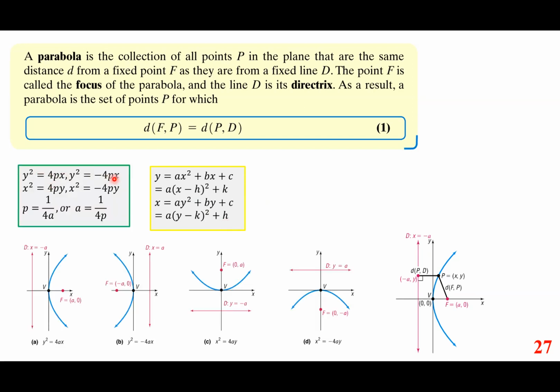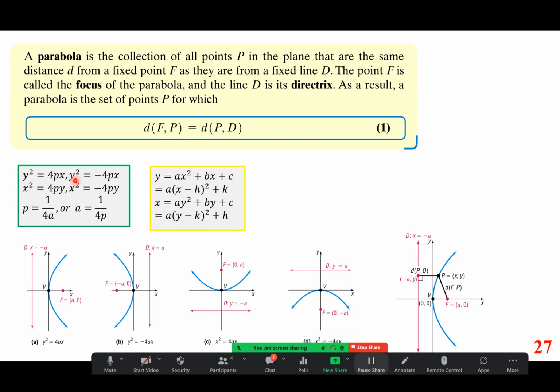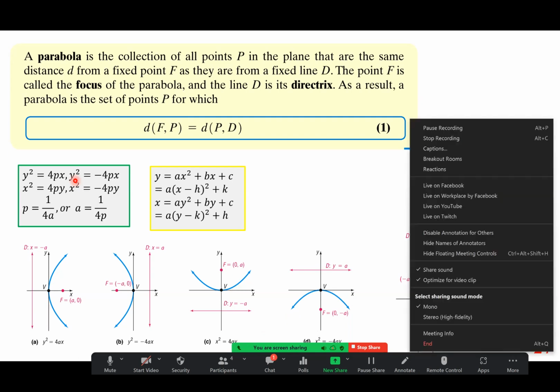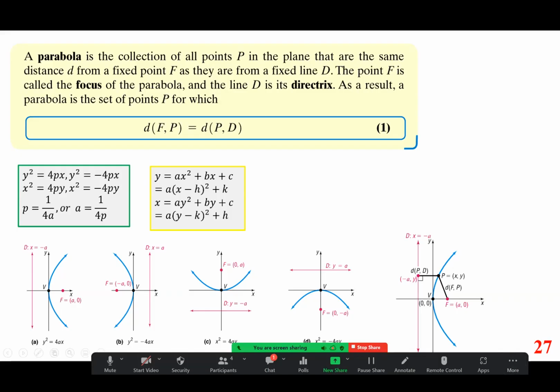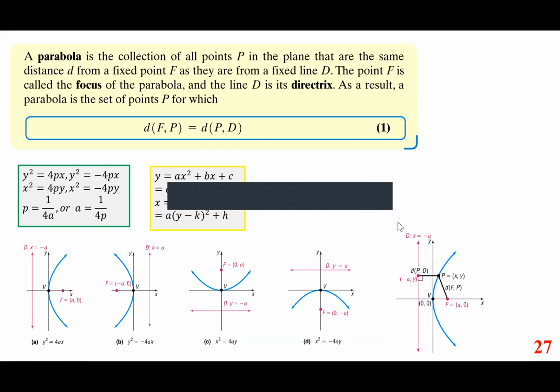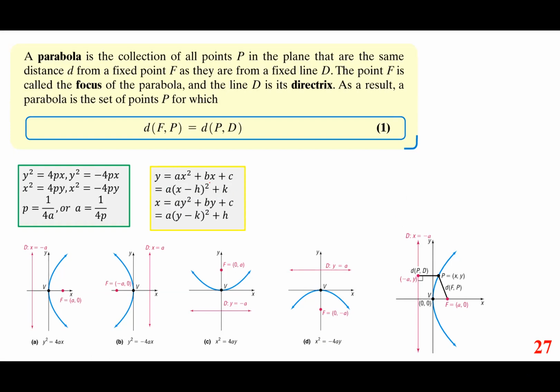Now, we have slightly different types of formulas. We don't have to memorize them because as long as we know the relationship between a and p, we are fine. y squared is 4px, y squared is minus 4px. In this case, y is of degree 2, and this one opens to the left, this one opens to the right. We can write it in this format where p is the focal distance.